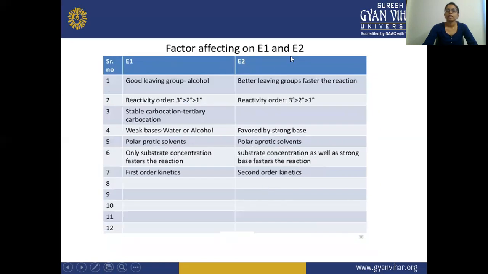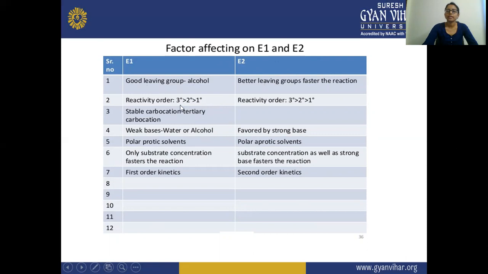So, the factors affecting E1 and E2. The factors affecting the E1 and E2 reactions are, first, a good leaving group. The leaving group should be one that leaves the molecule easily, like the alcohol. A better leaving group means a faster reaction. If the leaving group is better, then this will speed up the reaction.